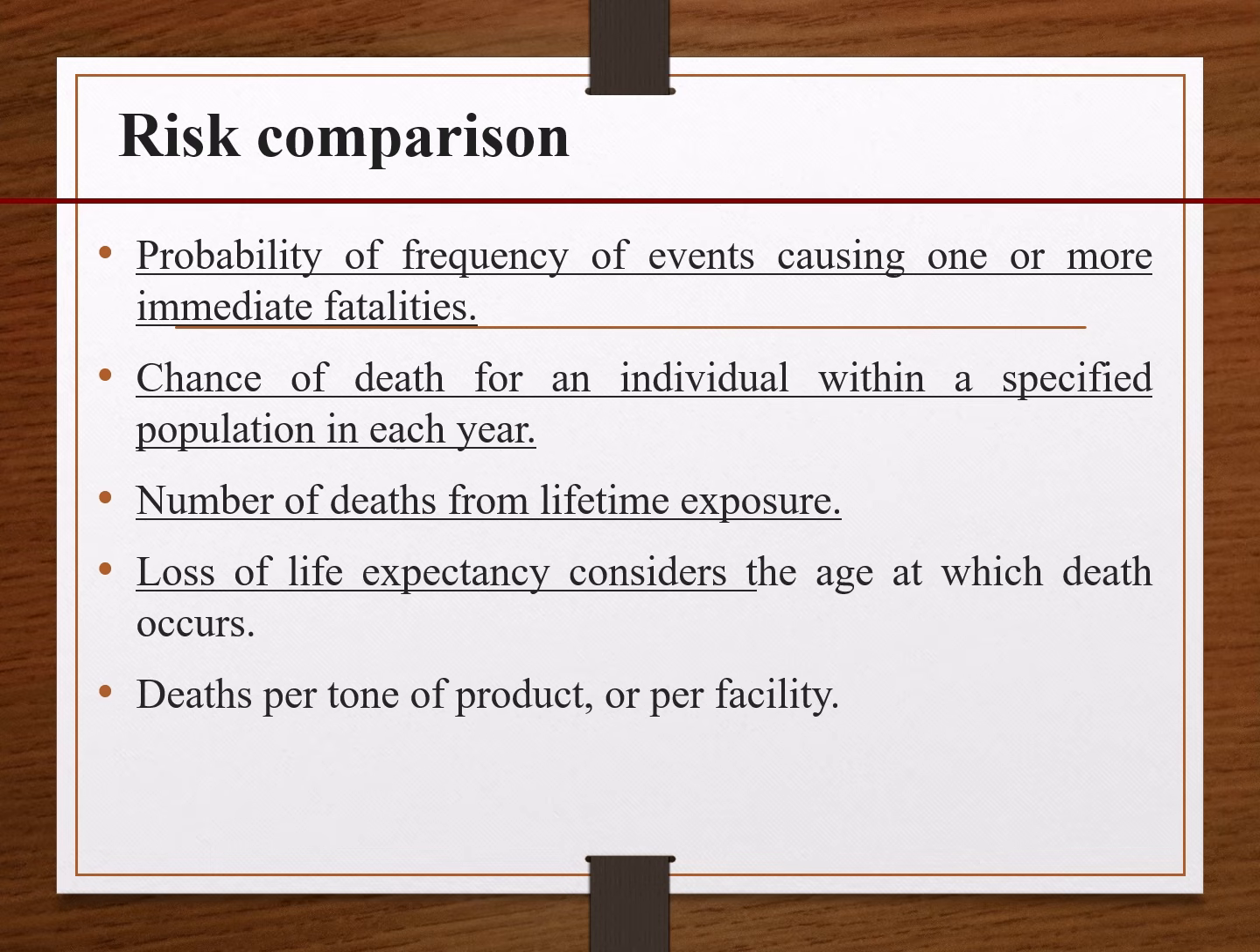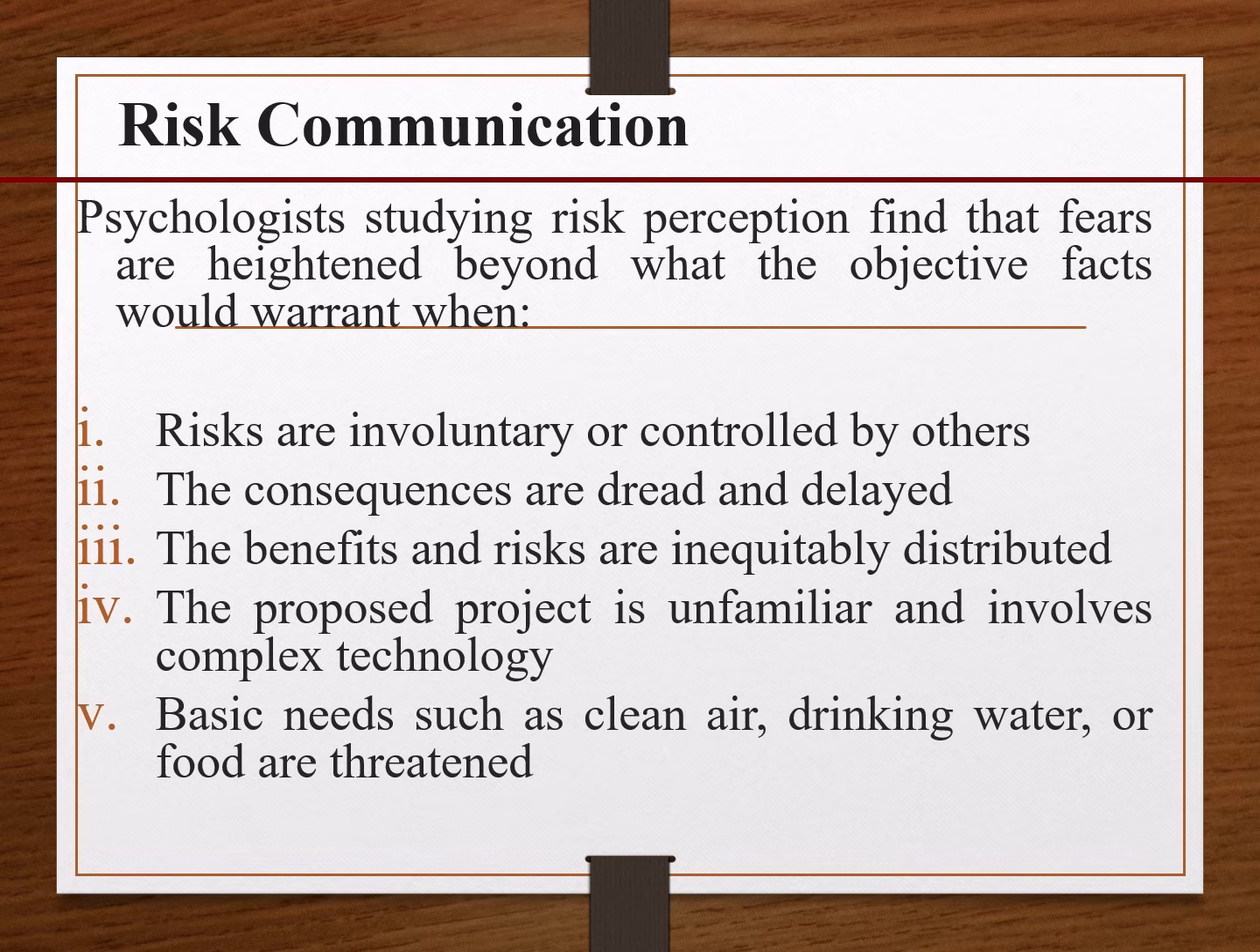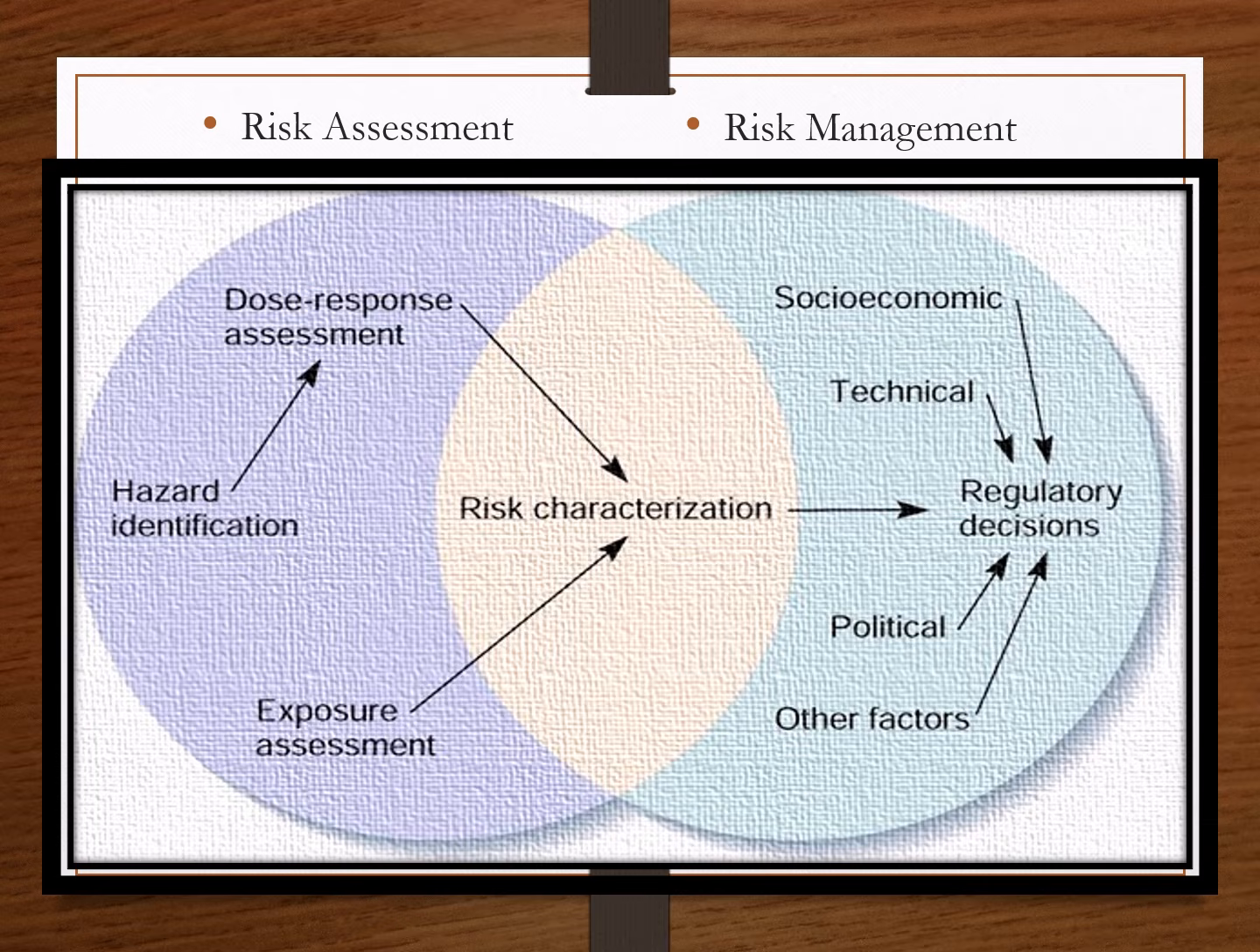Risk communication is the process of informing people about potential hazards to their person, property, or community. Scholars define risk communication as a science-based approach for communicating effectively in situations of high stress, high concern, or controversy. Psychologists studying risk perception find that fears are heightened beyond what the objective facts would warrant when risks are involuntary or controlled by others, the consequences are dreaded and delayed, the benefits and risks are inequitably distributed, the proposed project is unfamiliar and involves complex technology, or basic needs such as clean air, drinking water, or food are threatened.